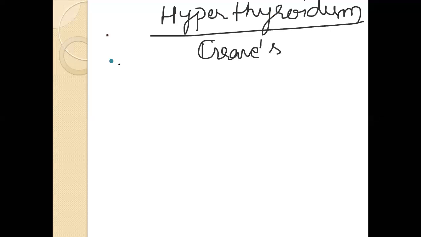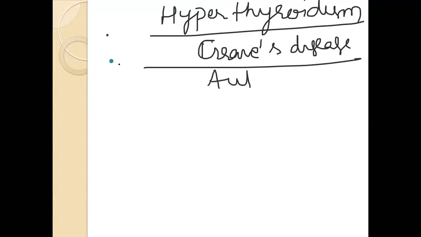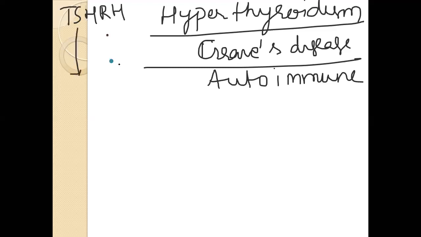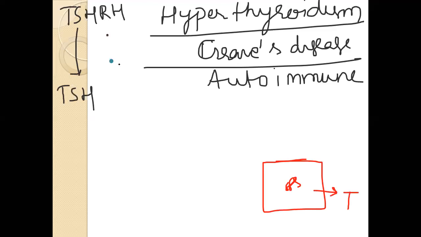To explain this autoimmune disorder, we need to understand the mechanism of the hormones that we discussed earlier, like TSH-RH released from the hypothalamus. After that, it stimulates the anterior pituitary for the secretion of TSH. Now let's imagine this is a cell of the thyroid gland, a cell which is able to produce the hormone called thyroxine.